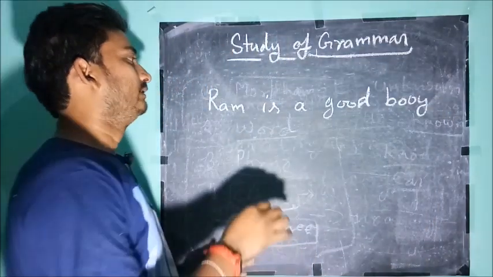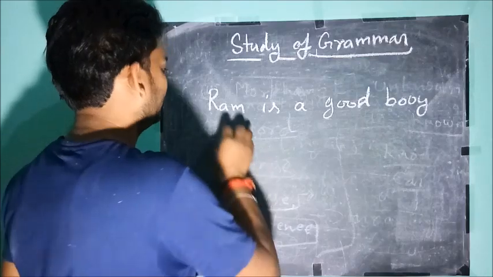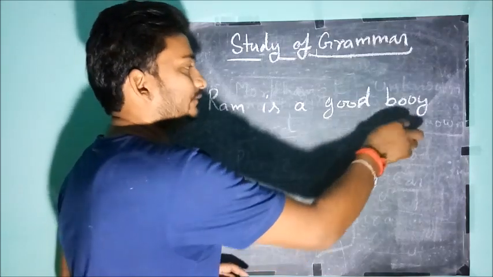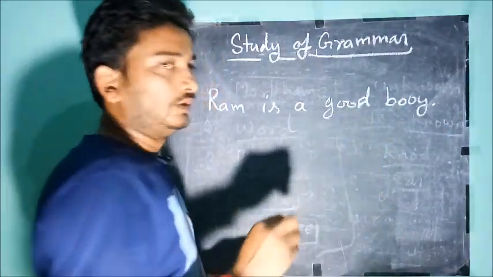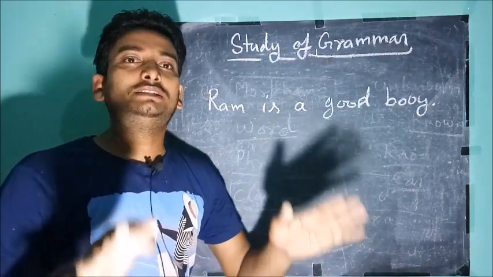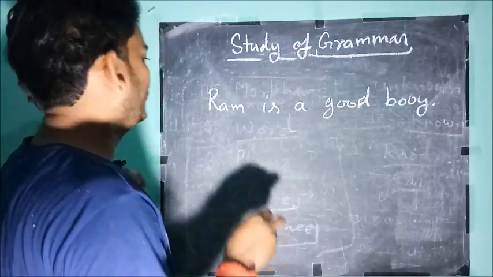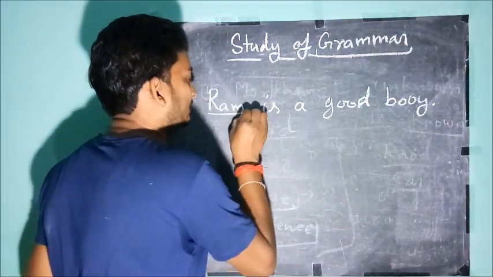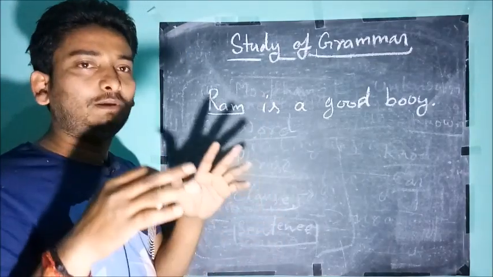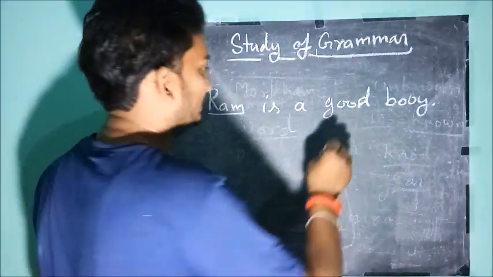Here are a total of 5 words: 1, 2, 3, 4 and 5. We should find words of 2 categories here. For example, here is Ram, which is the name of some boy.